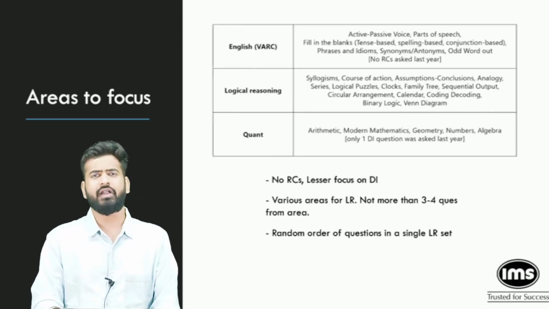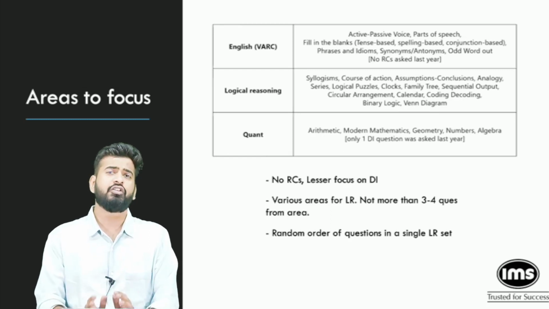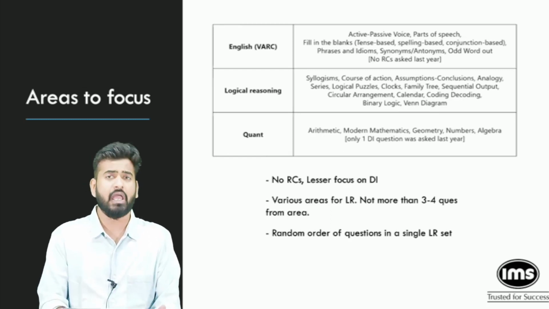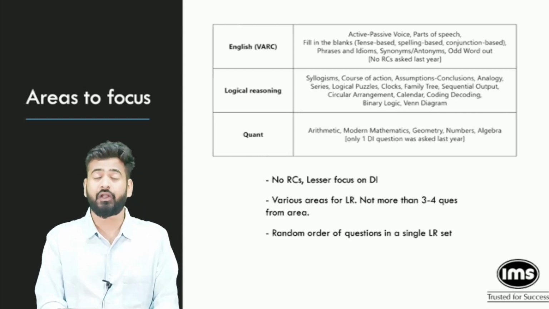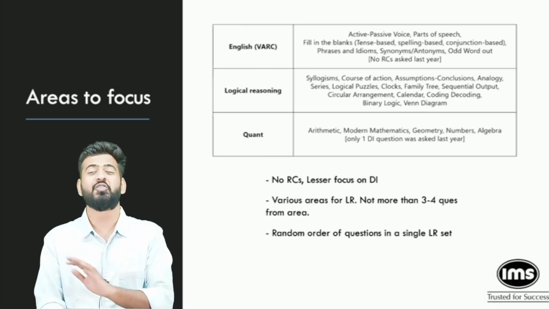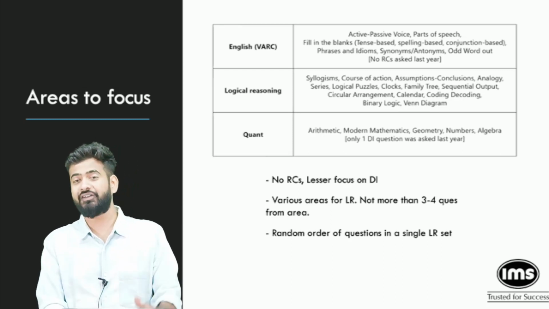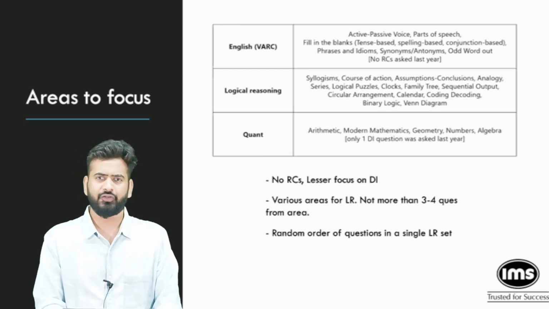Now the third aspect, that is areas to focus. Now I have listed down all the areas जो last year के SNAP में आ चुके हैं and पिछले कुछ सालों में आ रहे हैं. If I give you the highlight of this particular part, last year, although this is a VA-RC section, there were no RCs. Also in the quant section, there was only one DI question last year. So you can say that there were no RCs, lesser focus on the DI.